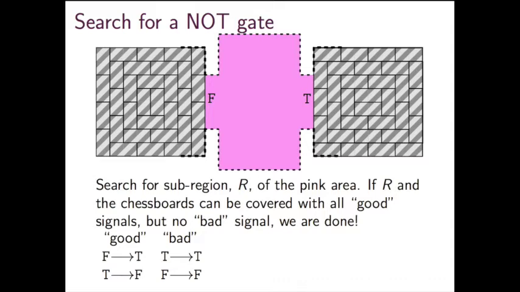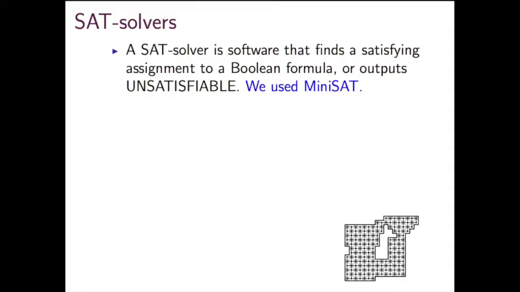So to search for this, we want to look for candidate regions inside this pink region, and the pink region is just chosen somewhat arbitrarily, heuristically. We want it to be large enough for the gate to do its thing and not so large that we have an enormous search space. And so then we look at candidate regions in here for the not to be a not gate, and then we verify those things that I said we have to verify. I looked at this by hand for a short time, and then looked for a polynomial algorithm for a while, and then I decided to come back and attack it with a machine, as you say. And we use SAT solvers for this. If you haven't used one before, they're kind of fun. A SAT solver is software that finds a satisfying assignment to a Boolean formula, or it outputs unsatisfiable. And we use MiniSat.